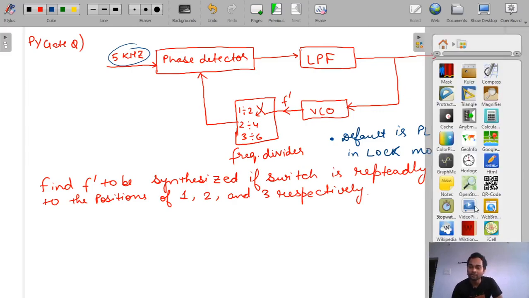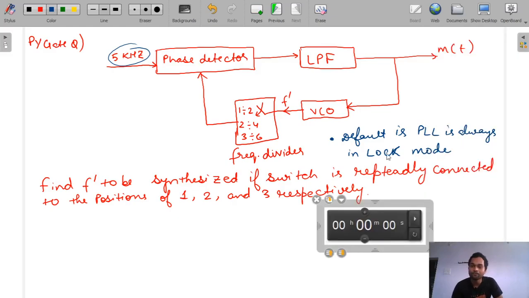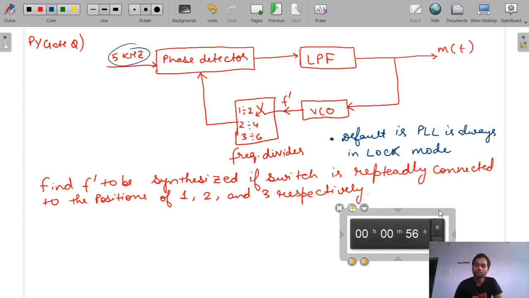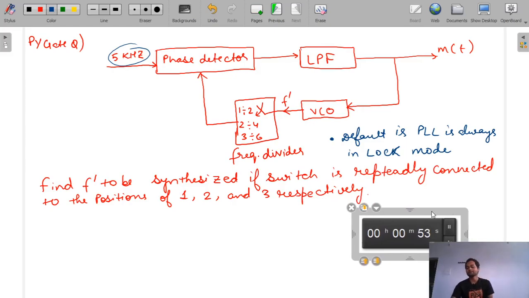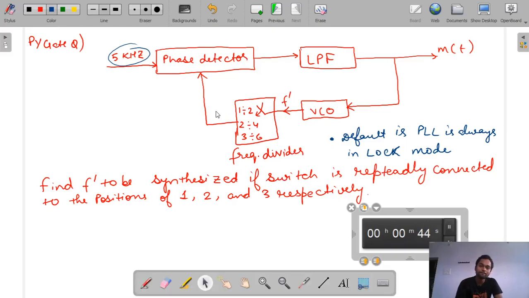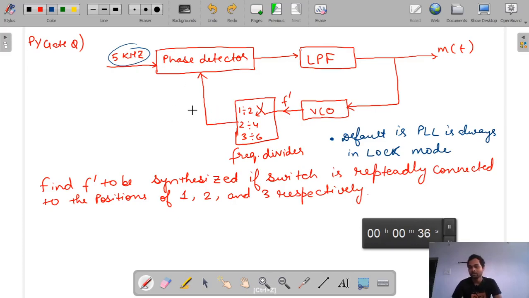I am giving you 1 minute. Comment your answer below. See, you just have to apply the frequency multiplier technique. Very simple question. Every time the message signal, means here some frequency will come, and F this and this 5 kilohertz should be same. I have just given you the hint. Just solve this question for all the three positions. If the switch is repeatedly connected to all the three positions, you have only half a minute. Just give the answer in the comment box fast.